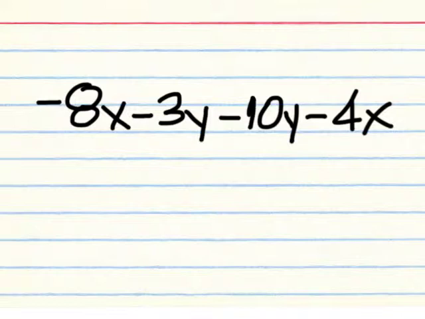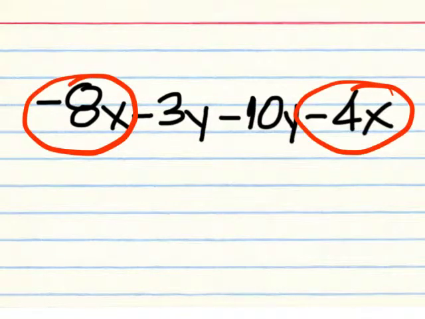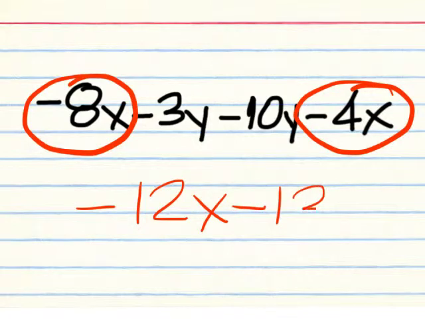What do I get when I simplify the x's here? Negative 12x, and what about the y's? Negative 13. Negative 12x minus 13y. Drop this one off.